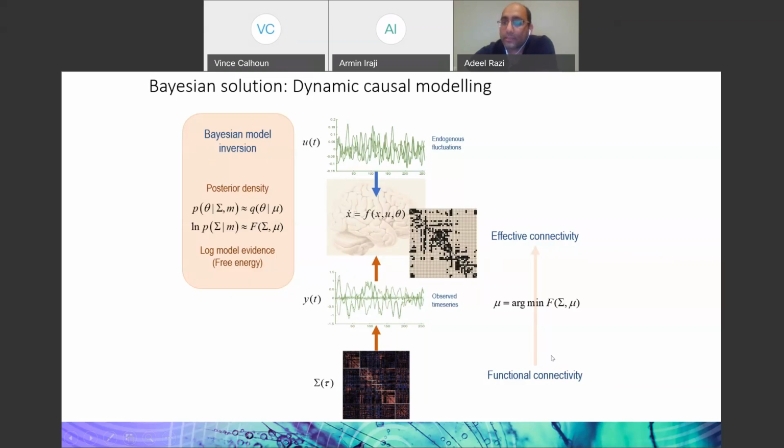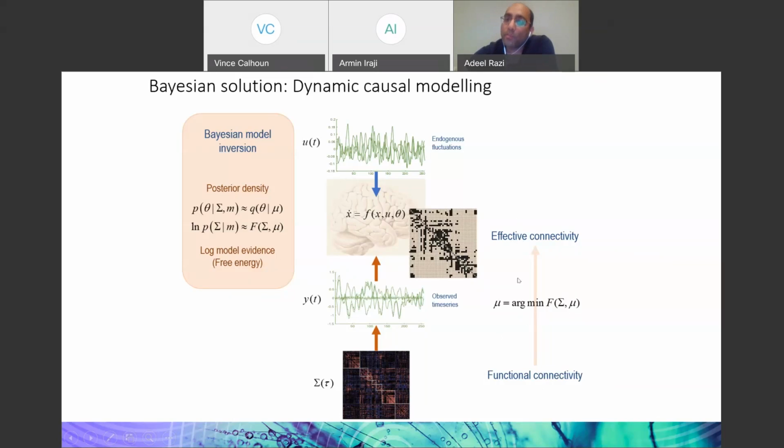So what we are doing is this: when we are doing this model inversion, we have a cost function which we define as a model evidence, which we minimize, or this is what we call a free energy. So free energy is a function of our data sigma and some other precision and other model parameters, and this is what we are trying to minimize when we do this optimization. So what we're doing is converting this ill-posed problem into an optimization problem.